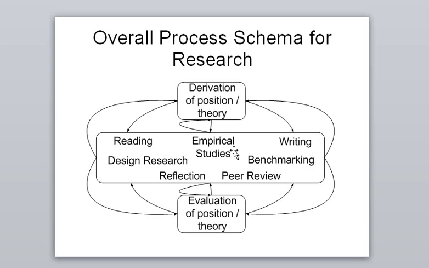That writing and peer reviewing is also more associated with evaluation of the position or theory, because you do the empirical studies to evaluate the position or theory, you write them up, but as you do that, you evaluate the position or theory, and that evaluation might show it's not quite true. We need to change our position or theory, so we derive a new position or theory. Benchmarking is just a subset of empirical studies, comparing it to other approaches, and that can refine your idea of your theory or position. Reflection is just sitting down and thinking about what you've done and the strange findings that you've got.